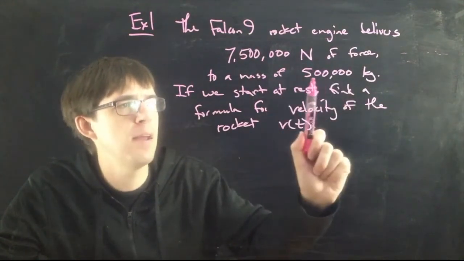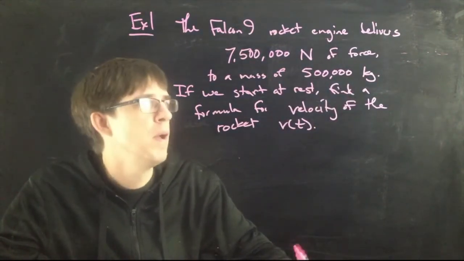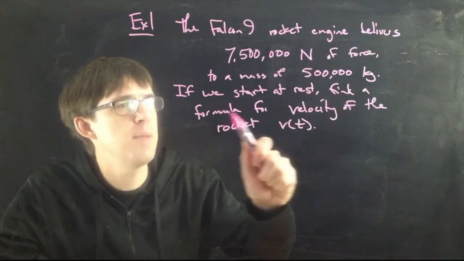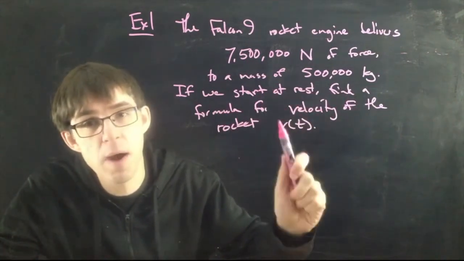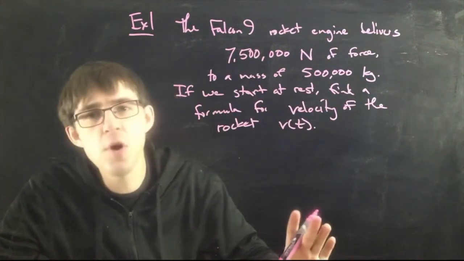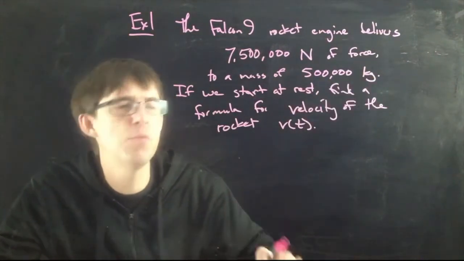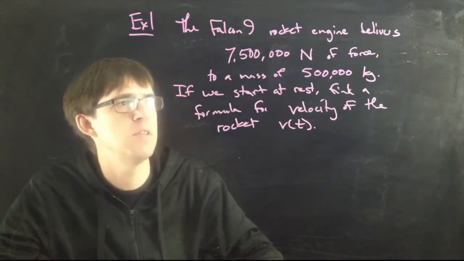If you don't know much about newtons, this is very, very powerful. And the mass of the rocket is 500,000 kilograms. Very, very heavy. The question is, if we start at rest, find me a formula for the velocity of the rocket when you blast the engine. All right. What do you have to know? So this is a physics problem, basically. You have to know just a few little things about physics in order to answer these questions.